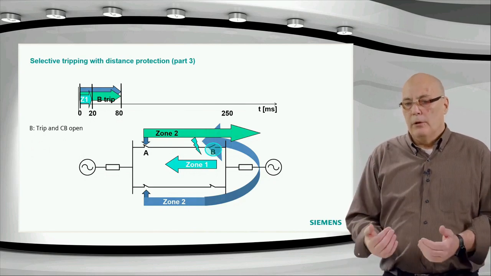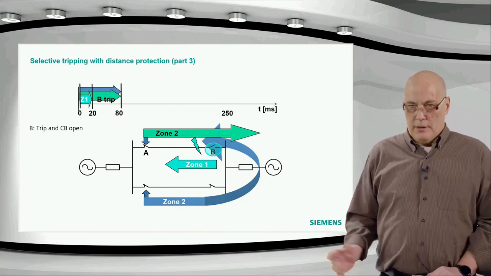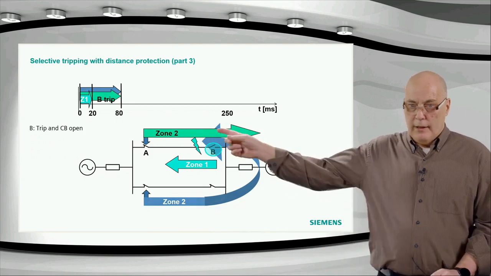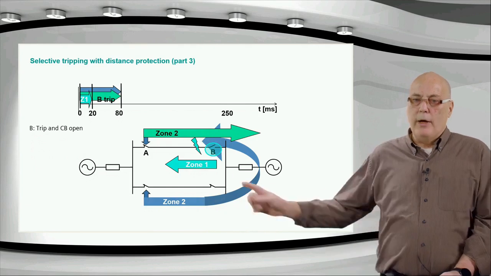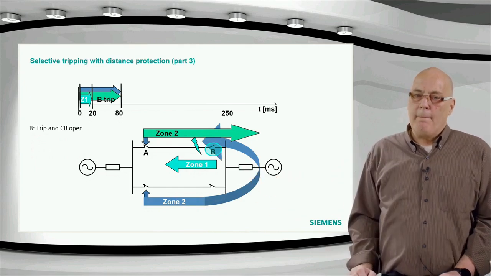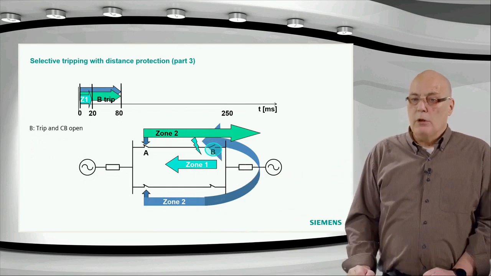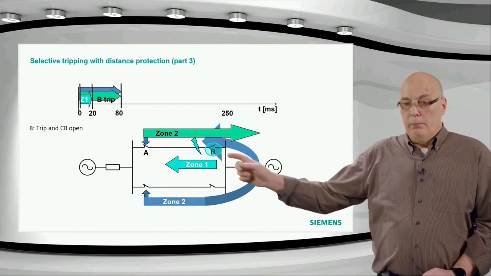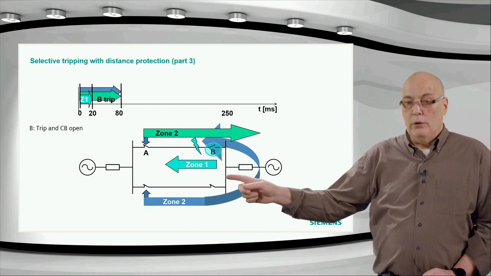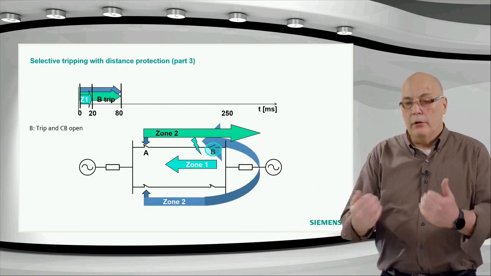That trip will go to the breaker, which has a certain response time. I showed it here, about 3 cycles at 50 hertz. So at 80 milliseconds, the breaker at B is open. First step done, and you can see where this is going, because when the breaker at B is open, the zone 2 over here will no longer be seeing the fault. Now you go into the reset time.